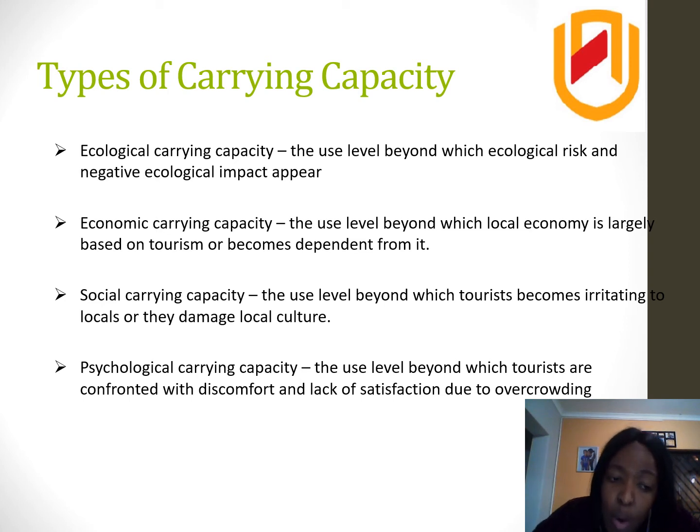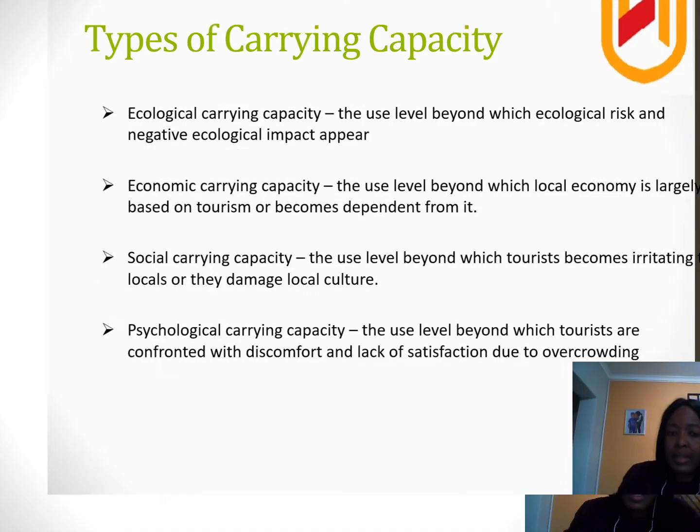And so all four types of carrying capacity need to be managed so that we mitigate the negative impacts that tourism has on the environment and on the cultural lifestyle of our people, and push up and maximize the positive impacts.